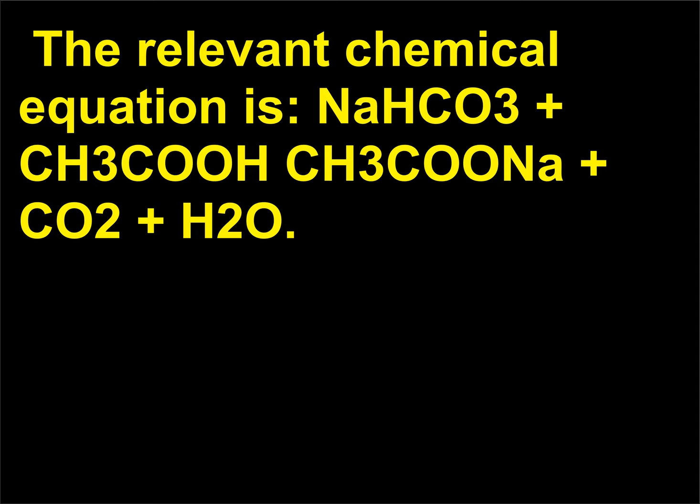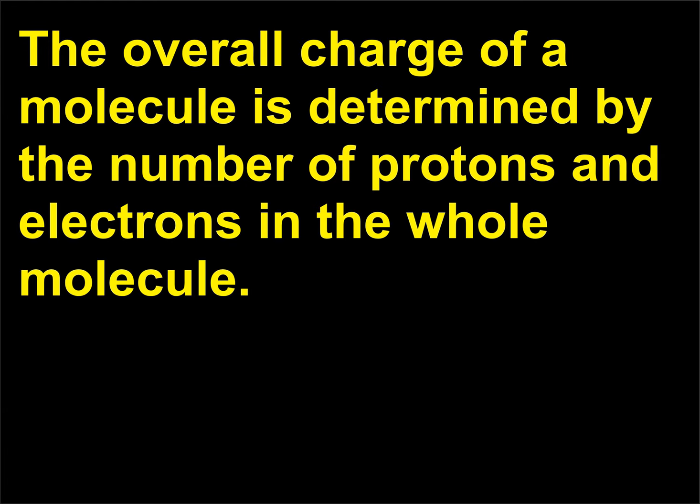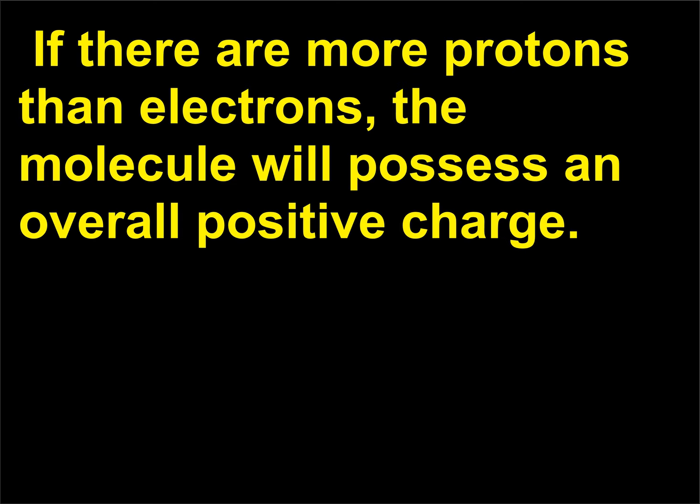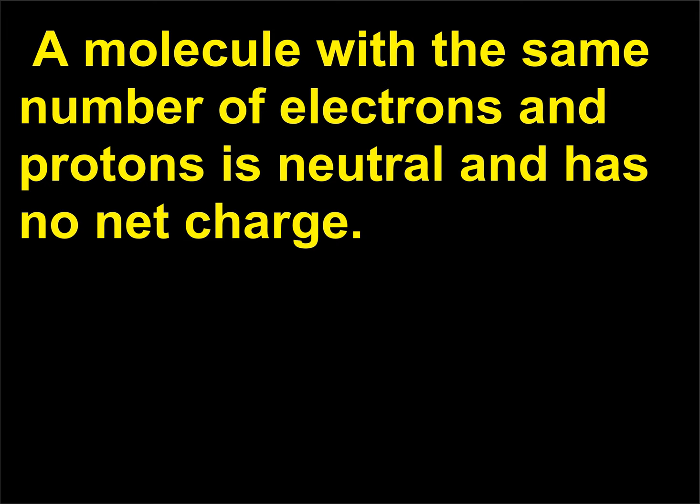What is the charge of a molecule? The overall charge of a molecule is determined by the number of protons and electrons in the whole molecule. If there are more protons than electrons, the molecule will possess an overall positive charge. If there are more electrons than protons, the molecule will similarly possess an overall negative charge. A molecule with the same number of electrons and protons is neutral and has no net charge.